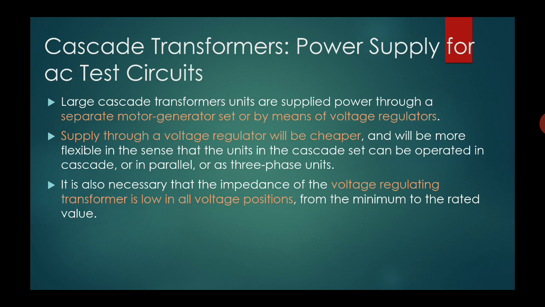It is necessary that the impedance of the voltage regulating transformer is low in all voltage positions from minimum to the rated value. So in the power circuit, basically the cascade transformer is powered by a separate motor generator set or by voltage regulators, where voltage regulator use is much cheaper. Okay, and it is to be taken care that the impedance of the voltage regulating transformer is in the low voltage position.